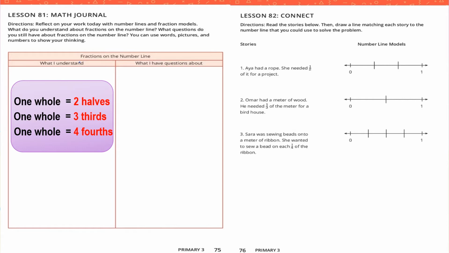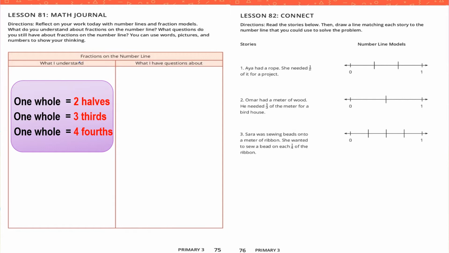Look at the denominator. The denominator here is what? It is 2. So it means two equal parts on the number line. To make two equal parts on the number line, how many dashes will we need? Subtract 1 from the denominator. So we will need only 1 dash to make two equal parts.